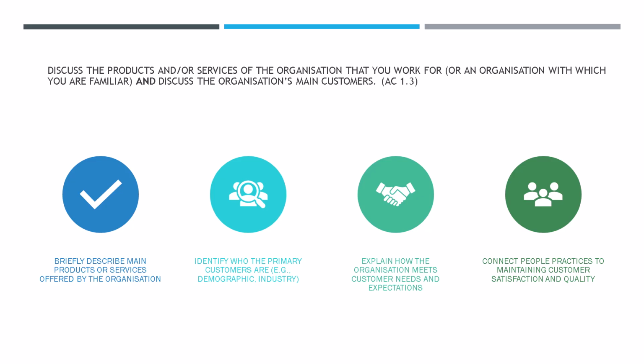For AC 1.3, I will describe the core products or services the organization offers and identify the main customers it serves. Whether it's a retail company selling consumer goods or a healthcare provider delivering patient services, it's important to be specific. I will briefly outline the product and service range and highlight key features that make them valuable.